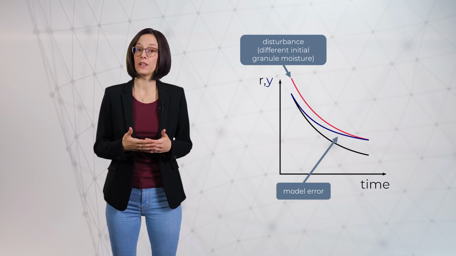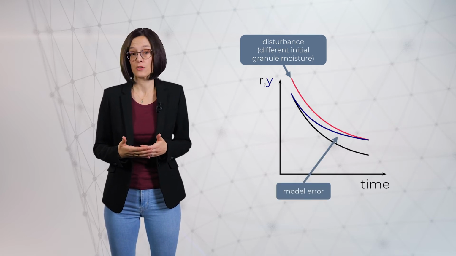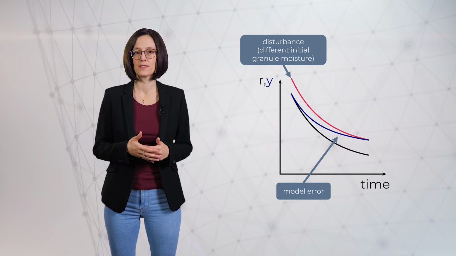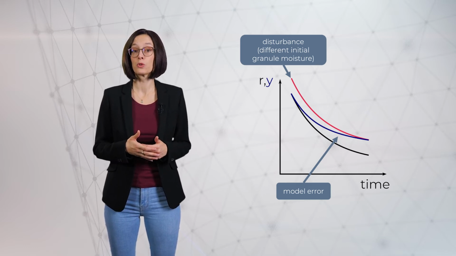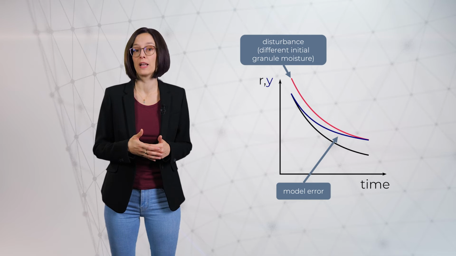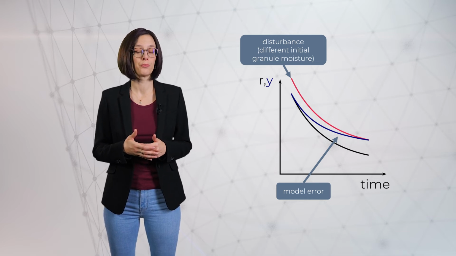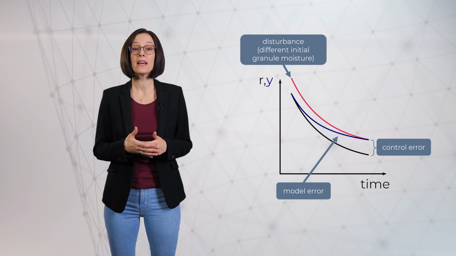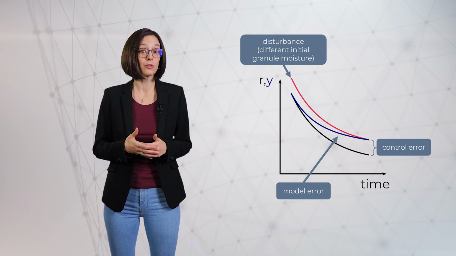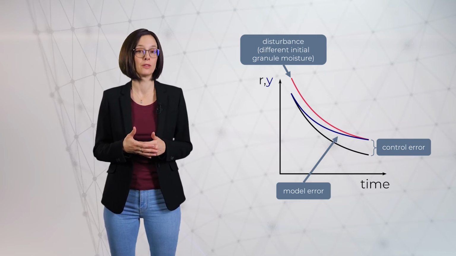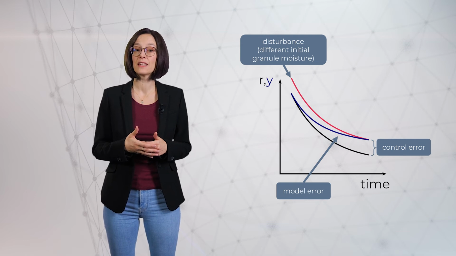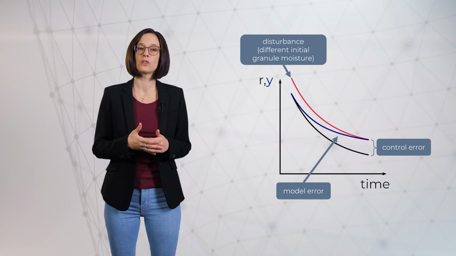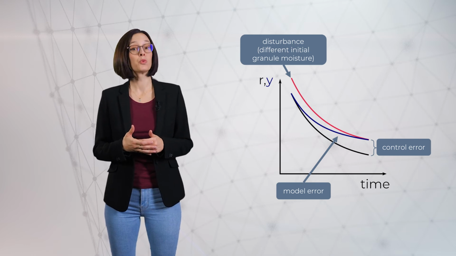Another reason for a deviation could be modeling errors, meaning that your system model does not perfectly describe the real process. Such modeling errors would result in a different output profile, as indicated in the blue curve. Both phenomena, disturbances acting on the process and modeling errors, will ultimately result in a non-zero control error. This control error is indicated in the diagram. The control error is the difference between the reference R and system output Y.